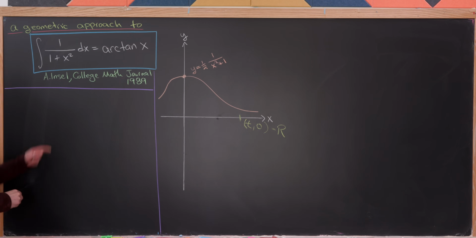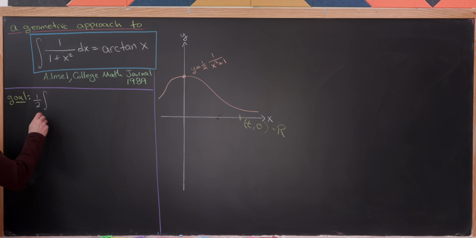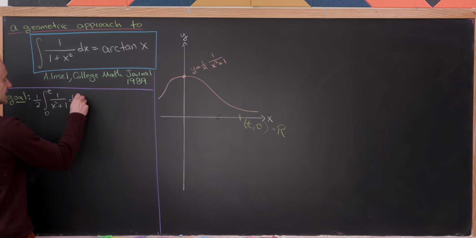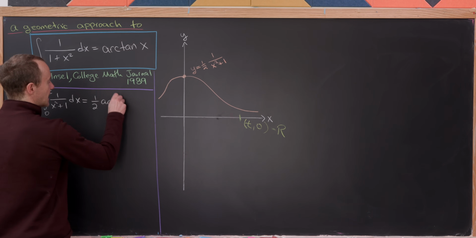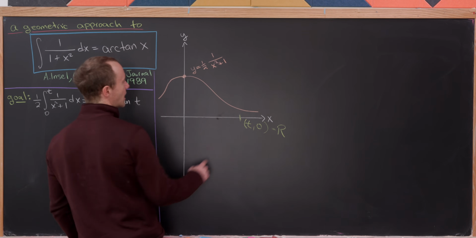And so phrased in terms of this point and this graph, we can rephrase our goal, which is showing this identity via geometric means, as 1/2 times the integral from 0 to t of 1 over x squared plus 1 dx is equal to 1/2 times the inverse tangent of t. So this is in essence the definite integral version of an antiderivative, where you go from some fixed lower point to a variable upper point. Okay, so the left-hand side of this equation is clearly giving us the area under this curve.